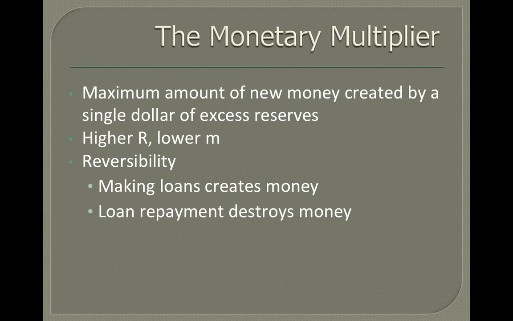The maximum amount of new money created by a single dollar of excess reserves is the definition of money multiplier. The higher the required reserve rate, or R, the lower the multiplier would be. So if a bank's required to hold a bigger portion of the money aside in reserves, there's less money they can in turn lend out. So the money multiplier is smaller.